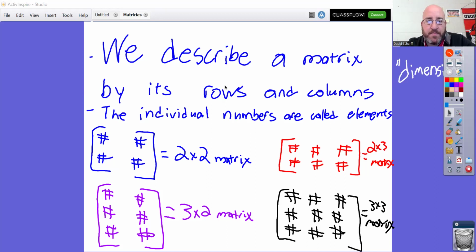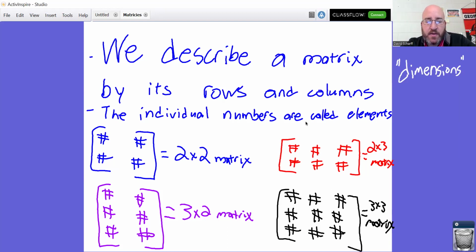But anyway, we describe a matrix by its rows and columns, what we call the dimensions. So 2 by 2, top left in blue, 3 by 3, bottom right in black, kind of hard to mess that up. In the purple, we have 3 rows going across, 2 columns going down. So that's a 3 by 2 matrix. In the red, 2 rows going across, 3 columns going down. So it's a 2 by 3.